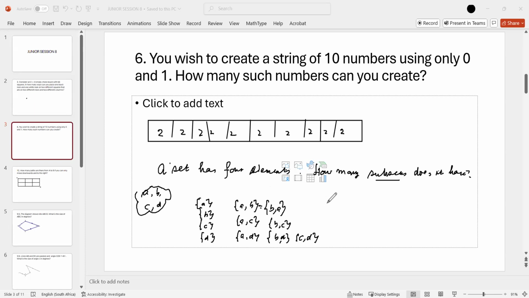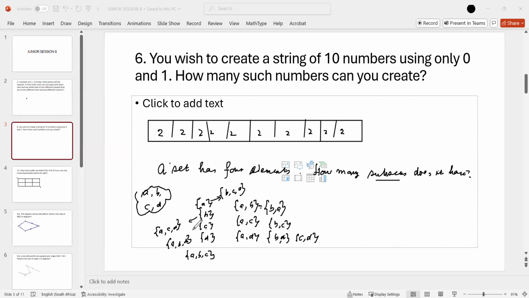Then you have also the 3 element subsets. Now the 3 element subsets are easy. All you have to do is, if you got A, you can match it with B, C, D. In other words, you're removing one from there. What are you left with? And here B, you remove one. What are you left with? A, C, D. You remove C. What are you left with? A, B, D. And you remove D. What are you left with? A, B, C.